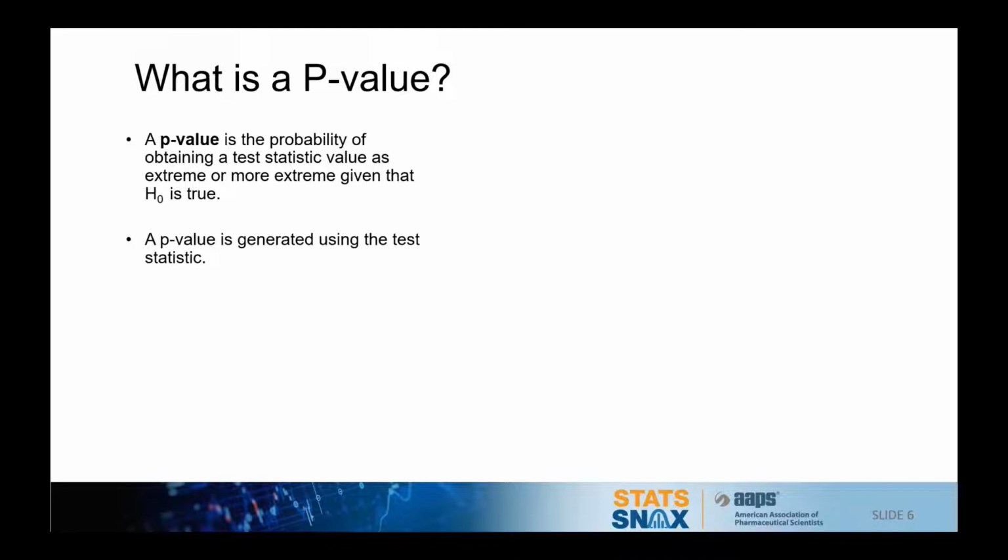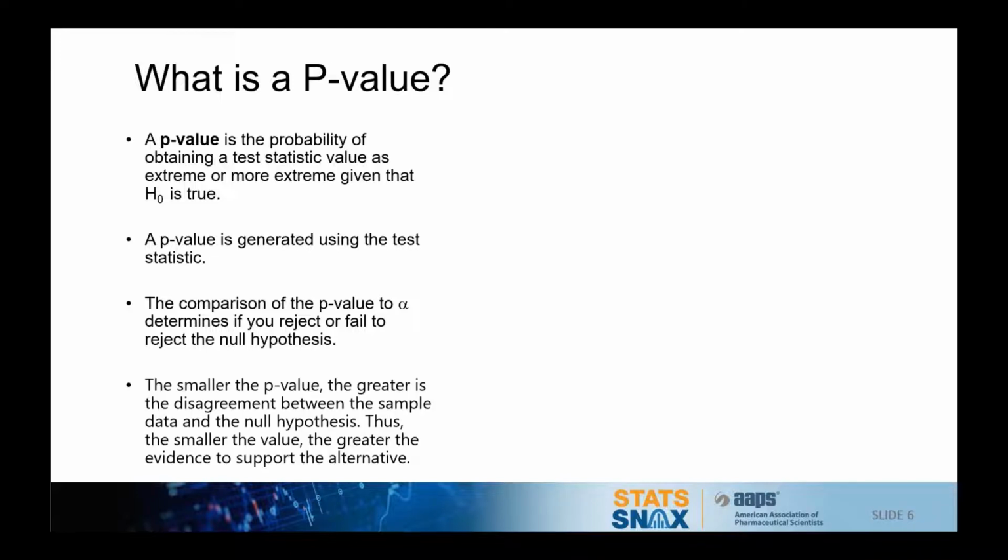A p-value is generated using the test statistic. After we collect a sample that is representative of the overall population and is of appropriate size, we can calculate the test statistic and p-value. As I said previously, both the test statistic and p-value are easily computed by multiple software packages that are readily available. The comparison of the p-value to alpha determines if you reject or fail to reject the null hypothesis.